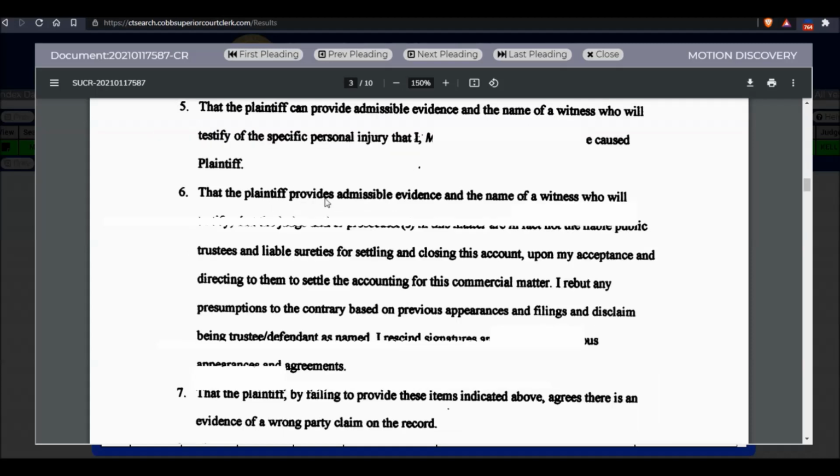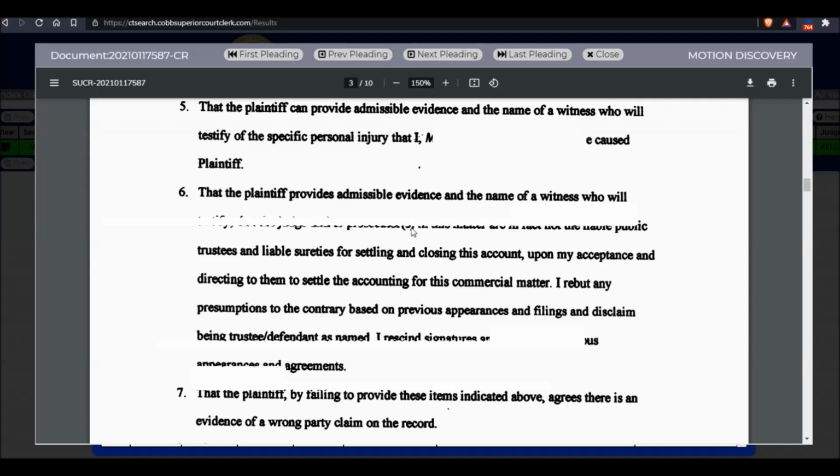Proof of claim that the plaintiff provide admissible evidence and the name of a witness who would testify that the judge or the prosecutor in this matter are in fact not the liable public trustees and liable sureties for settling and closing the matter, the account, upon my acceptance and directing them to settle the accounting for this commercial matter. Again, where's the proof it's a commercial matter? And no one is contending otherwise that the judge in this acting capacity is not a public trustee.